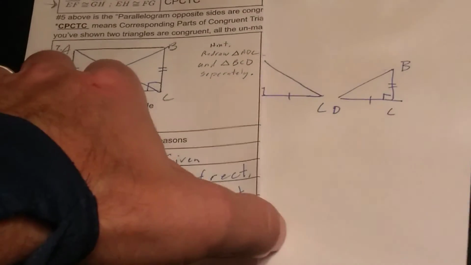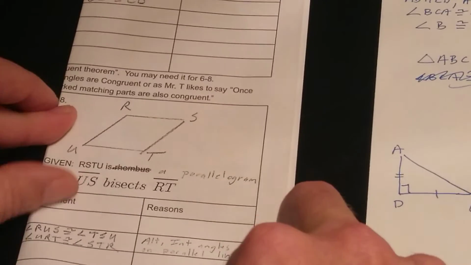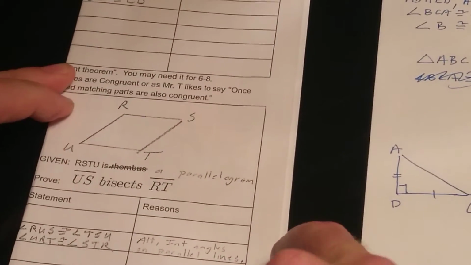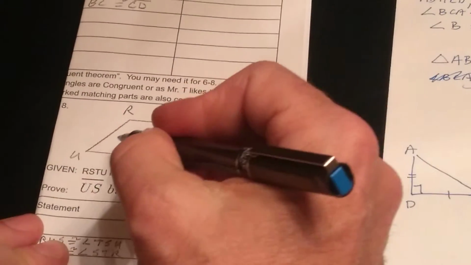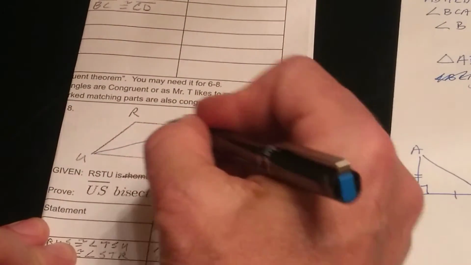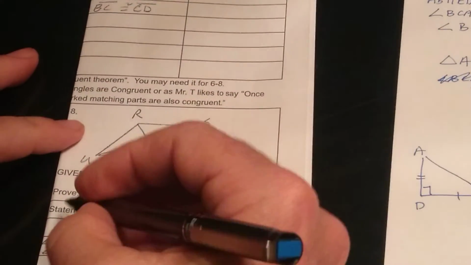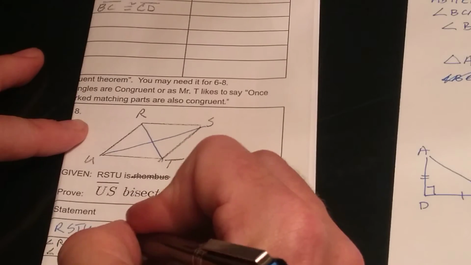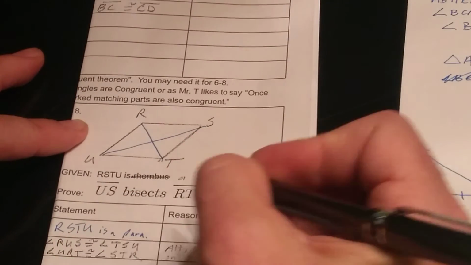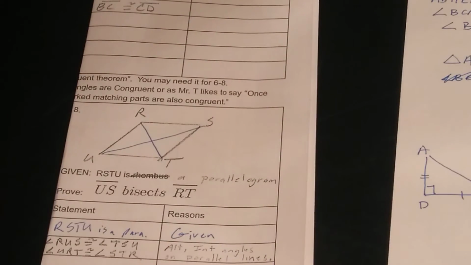All right, I'm going to squeeze one more in. I may go 10 minutes here, which is a little long for me, but I'm going to do one more. Okay, I'm going to show you this one right here. Okay, this is a parallelogram. We're trying to prove that US bisects RT. So we're trying to show that this thing chops this in half. And first of all, once again, RSTU, easy points, is a parallelogram. I'm going to abbreviate, and the reason's given.